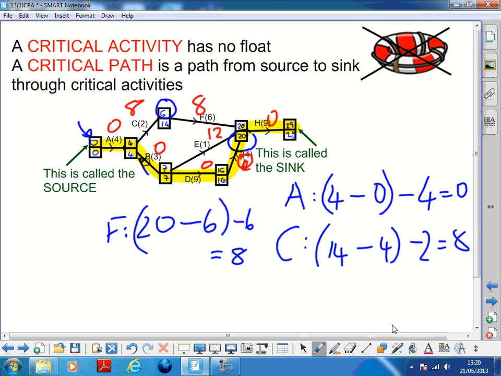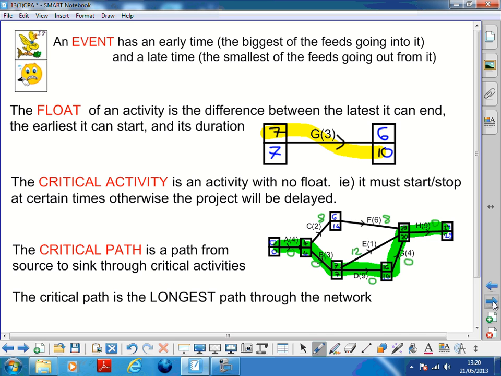Okay, so that's what a critical path is. And that's our objective, is to find the critical path. Critical path is the longest path in the network. So, a lot of information, but an event has an early time, which is the top, which you get from the forward pass, which is the biggest of all the things feeding in. It's also got the late time at the bottom, which is the smallest of all the things going out, essentially.